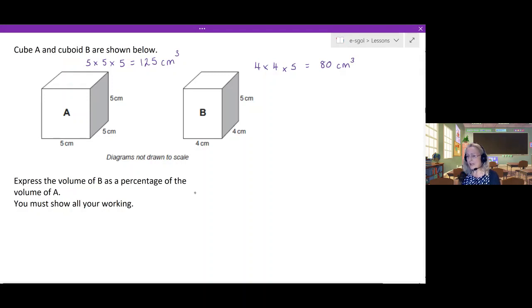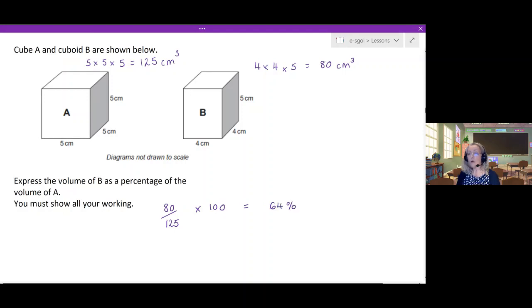Then it says, express the volume of B as a percentage of the volume of A. Well, the easiest way to express it as a percentage is to start by writing it as a fraction. So this is 80 125ths. And then to turn that into a percentage, we multiply by 100. And if I pop that into my calculator, I get 64%.